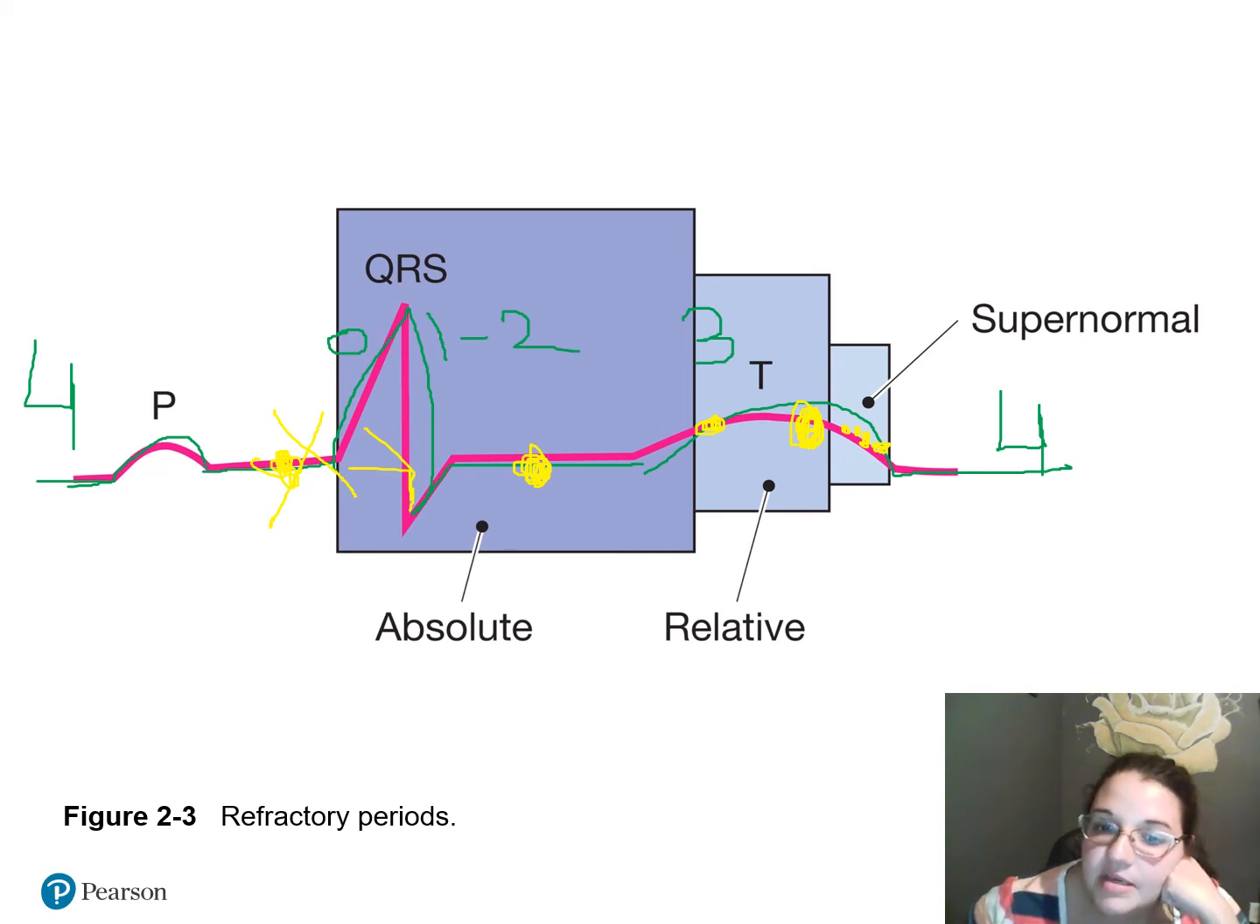So, absolute phase, I will absolutely not take a second cell in my box. Relative phase, if it's weak enough, I might let you in because you're not strong enough to pull me back into my absolute box. And whether I'm weak or strong, if you try to come into my supernormal box when I'm in there, I'm going to let you in.